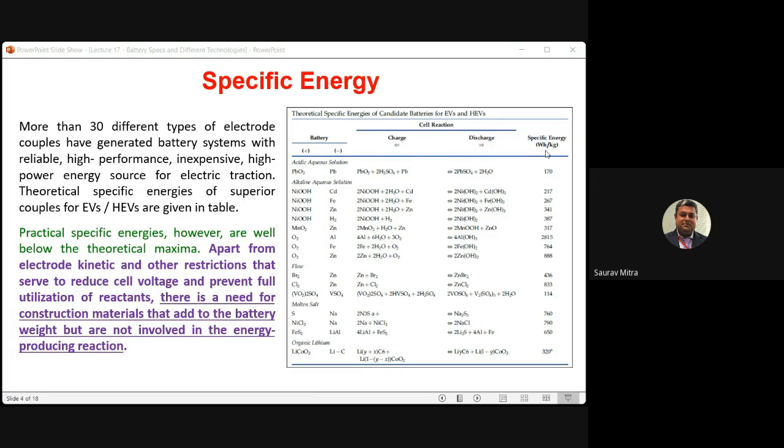So per kg, watt hour should be more. Watt hour is watt into hour. Watt means nothing but joules per second, that means energy per time multiplied by time. That means you are actually finding energy. So energy per kg, that you are finding. What is the definition of specific energy? It is nothing but energy per kg.